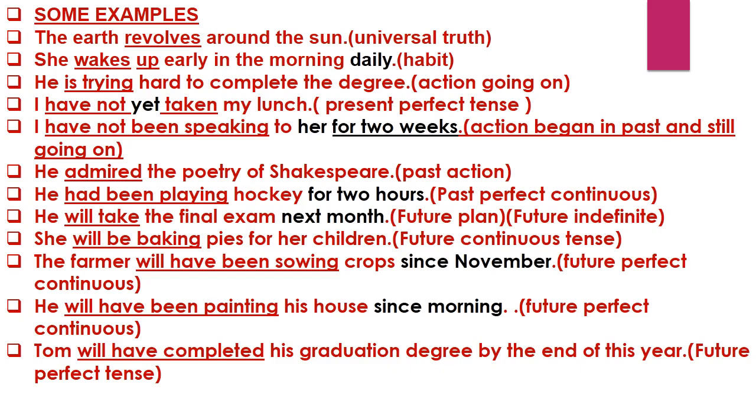The farmer will have been sowing crops since November. This is future perfect continuous tense. He will have been painting this house since morning. This is the same future perfect continuous tense. Last one is, Tom will have completed his graduation degree by the end of this year. This is future perfect tense. So these are some examples of all tenses.